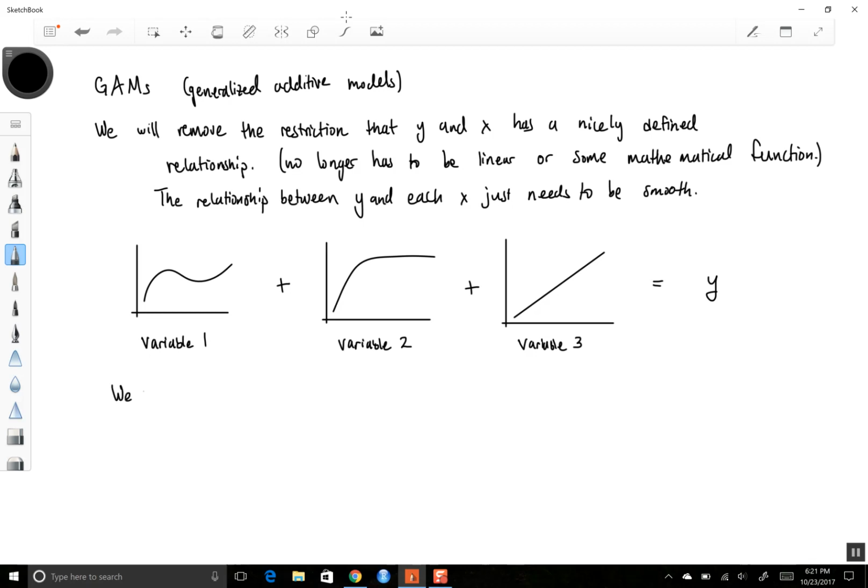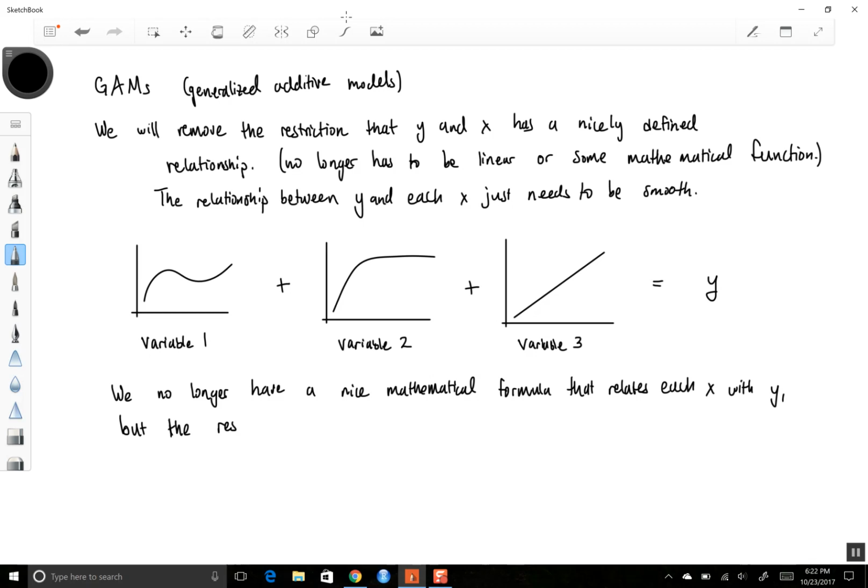So we no longer have a mathematical formula that relates x and y. Okay. But the result is still highly interpretable.